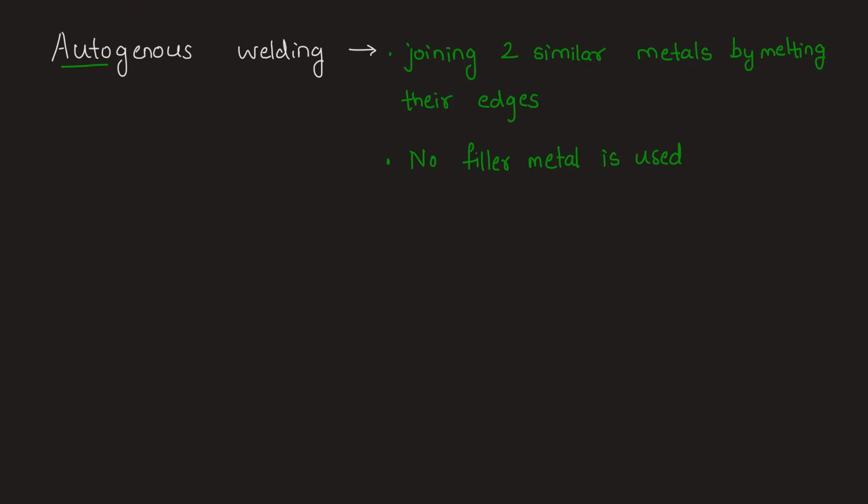So among the given options, actually diffusion and friction welding are autogeneous. We'll see why they are autogeneous, but first let me write. Diffusion welding and friction welding are autogeneous type of welding.